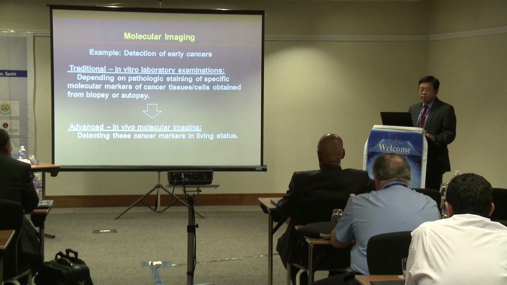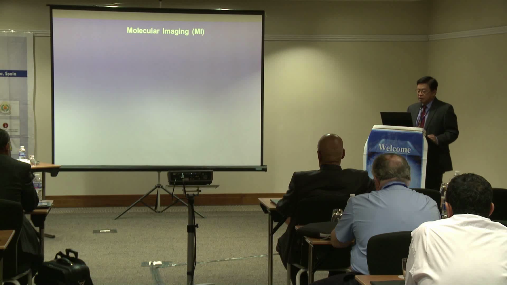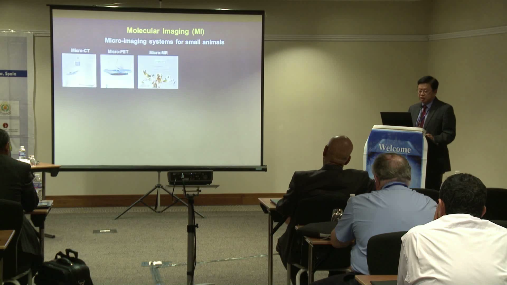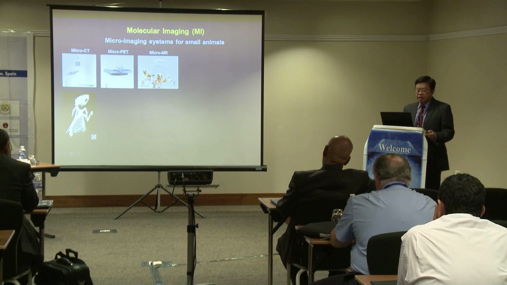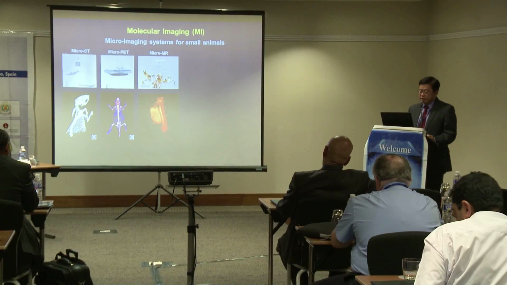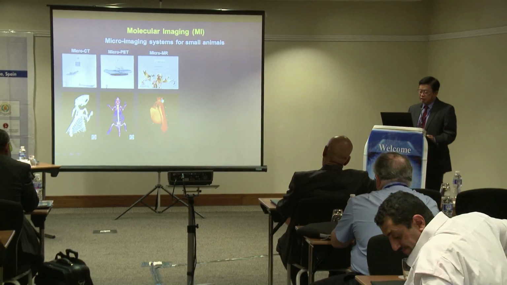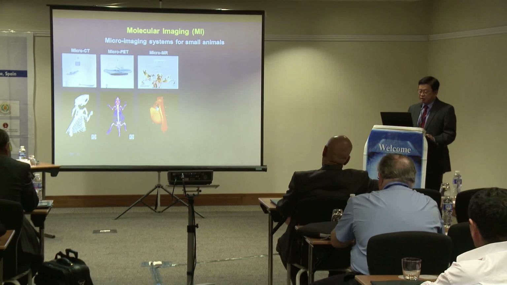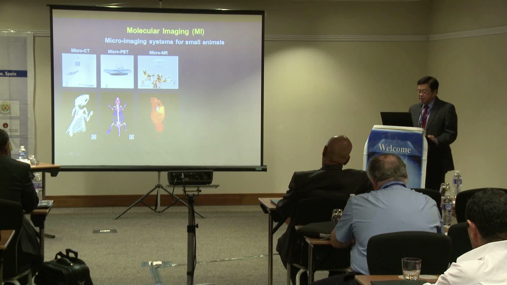How the concept of molecular imaging came out. Molecular imaging started from micro-imaging systems for small animals. For example, we have micro-CT, micro-PET, micro-MRI. So we can get very nice imaging of the entire body of small animals, rats or mice. We can get the bioactivities. We can even see a very detailed small part, the atherosclerosis of the ascending aorta of a little mouse. And we have very nice software. We can get 3D imaging.